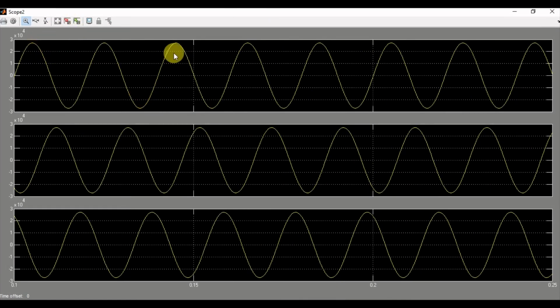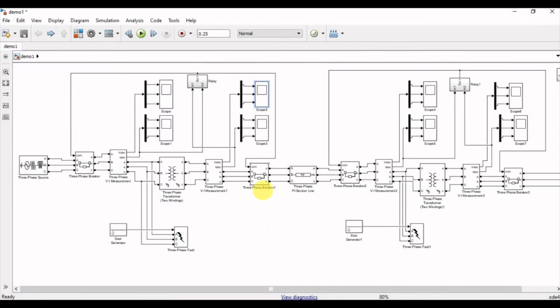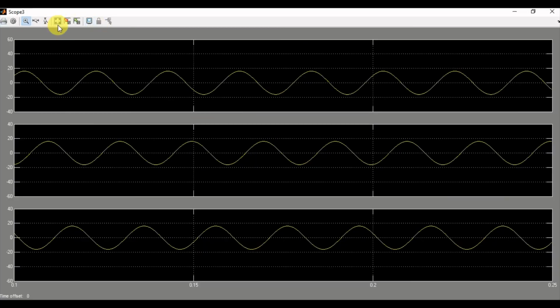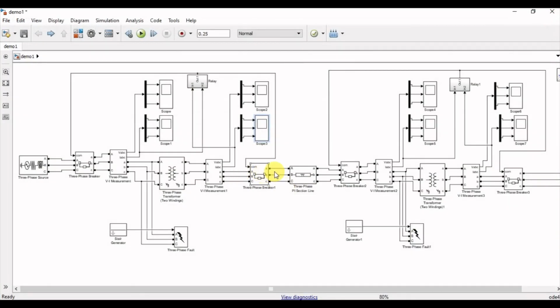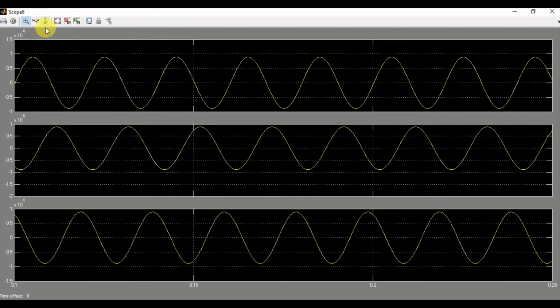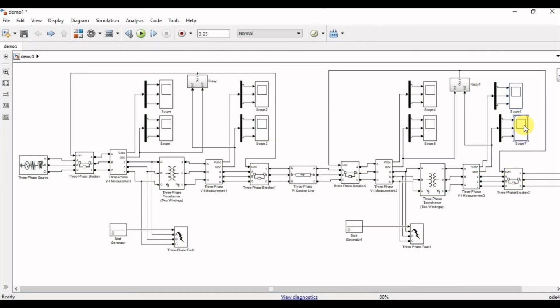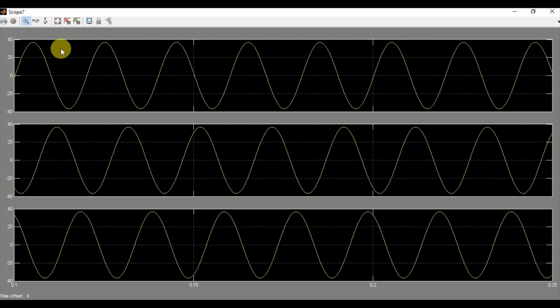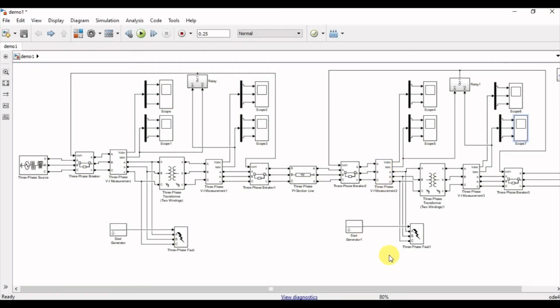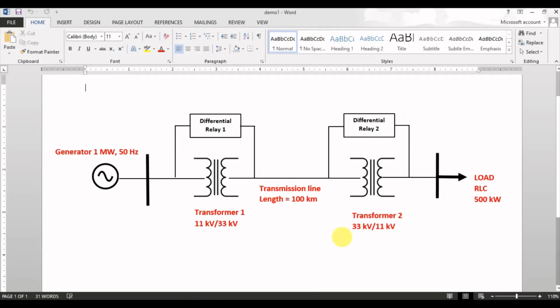As you can see, this is the secondary voltage of transformer number 1, and this is the secondary current of transformer number 1. These are the secondary voltage at the output of transformer number 1, and similarly the secondary current at the output of transformer number 2. So that's how you design the protection scheme for this power system.